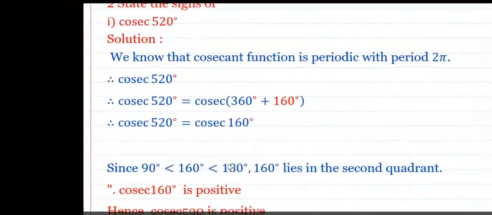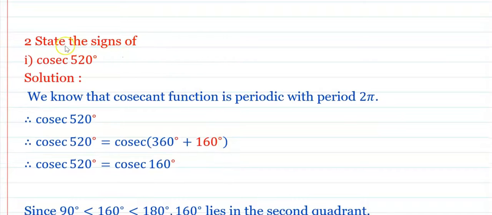Now we'll see the next question. Question number 2. State the sign of cosec 520. Whenever we have angles of this type, we express them in terms of 360. Cosec 520 means cosec 360 plus 160. And we know that the cosec function is periodic with the period 2 pi. And therefore, cosec 360 plus 160 is equal to cosec 160.